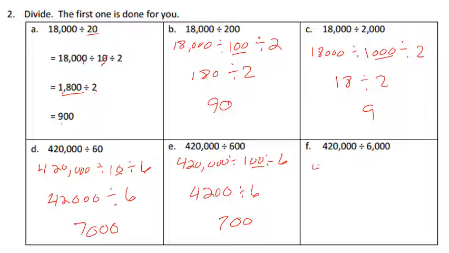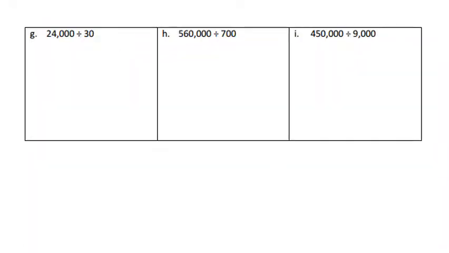In F, we have 420,000 divided by 6,000, so it's going to be 1,000 divided by 6. And we're going to lose 3 place values, so we're going to end up with 420 divided by 6. 42 divided by 6 is 7, so 420 divided by 6 would be 70. In G, we have 24,000 divided by 10 divided by 3 when we decode it. We're going to lose 1 place value, so we're going to end up with 2,400 divided by 3. 24 divided by 3 is 8, so the answer is 800.